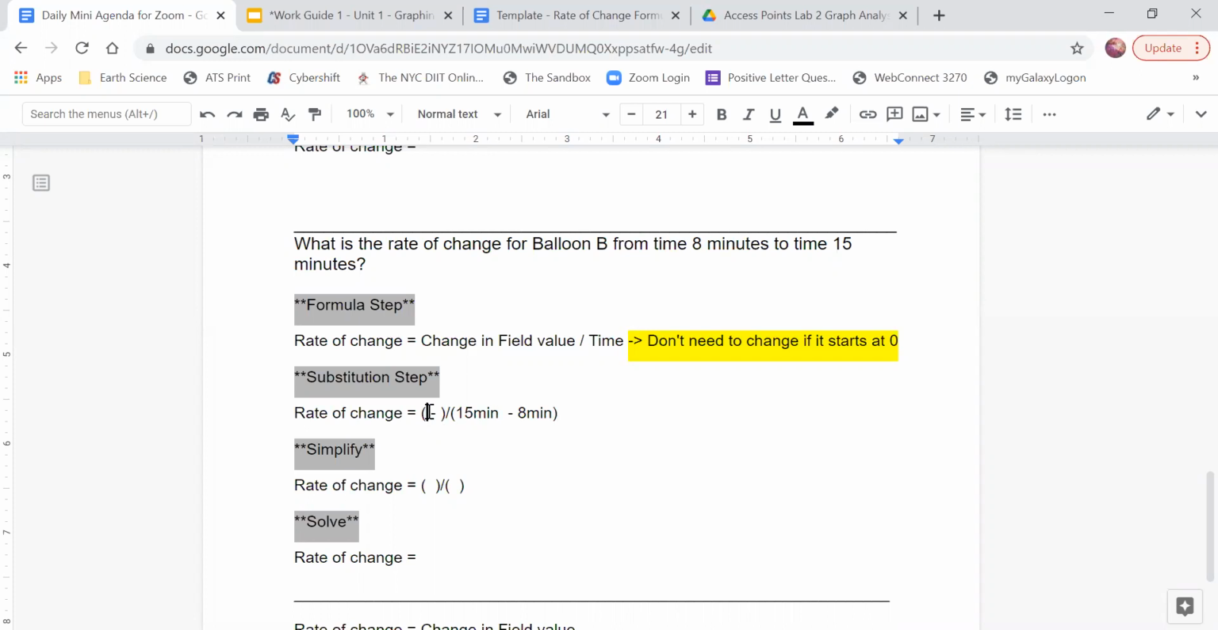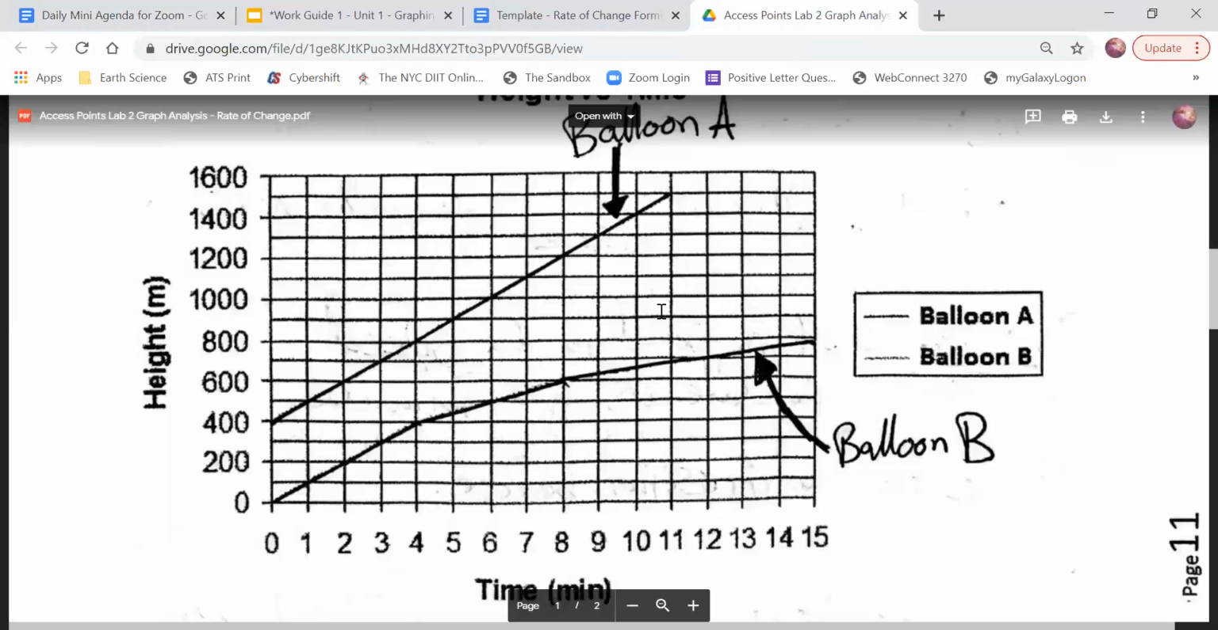Now we need to figure out what field value goes with the 15 minutes. And we're going to need the graph for that. So also, respectively, if I put 15 here in my time parentheses, I need to make sure that the field value that I find from the graph goes here in these parentheses so that they match together in the formula. So go over to here and we're going to look at 15 minutes.